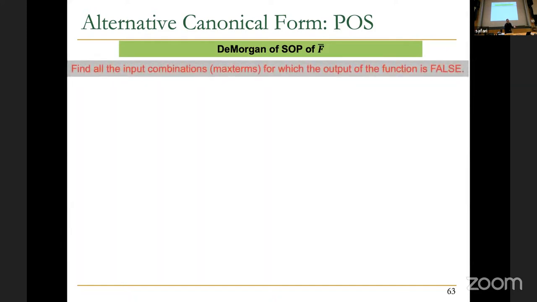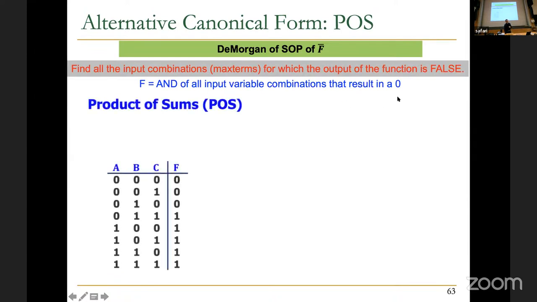So basically you need to find all input combinations, or max terms in this particular case, for which the output of the function is false. And the function is essentially the AND of all the input variable combinations that result in a zero. So let's take a look at the same function.